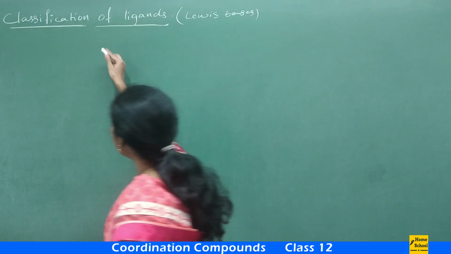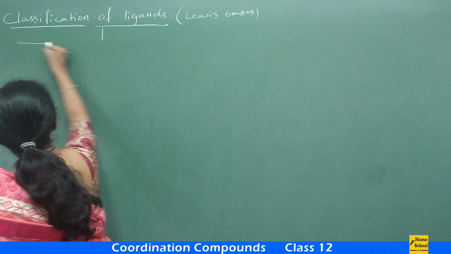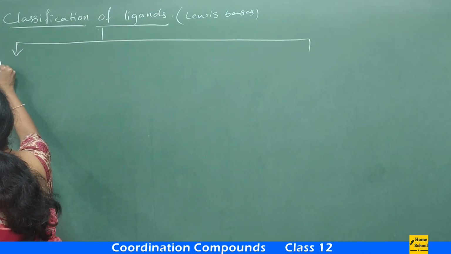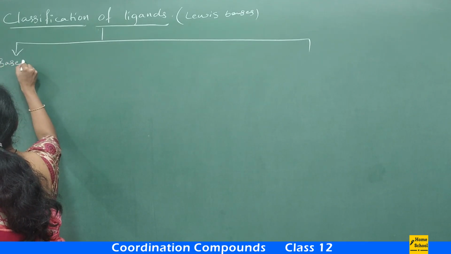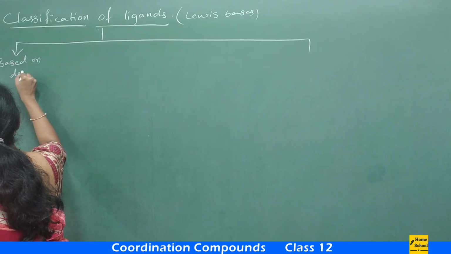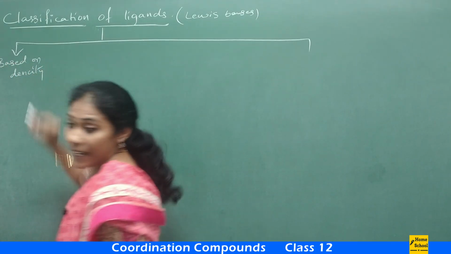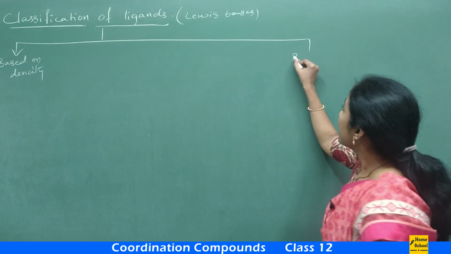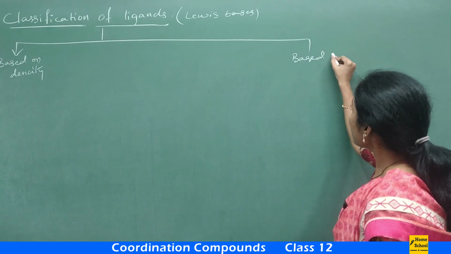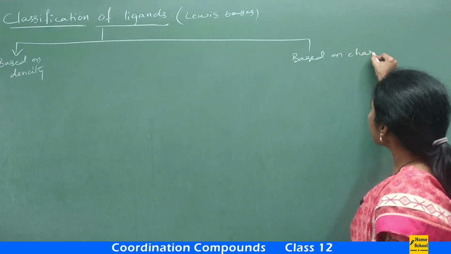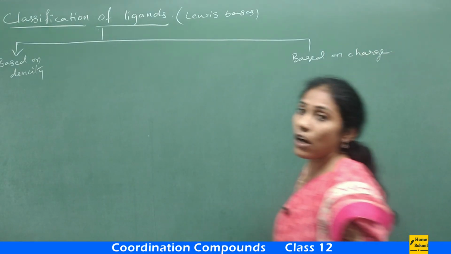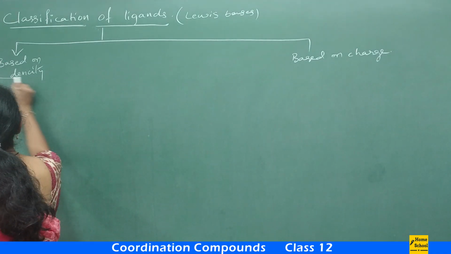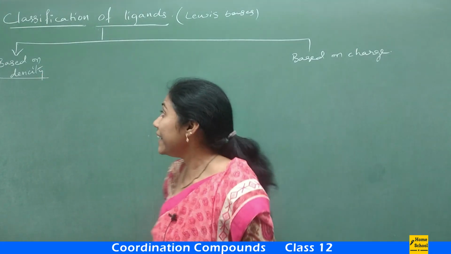Such ligands are broadly classified based on two factors: classification of ligands based on denticity, and classification of ligands based on charge. So this is how you are going to study two ways of classifying ligands. First, let us understand classification based on denticity.